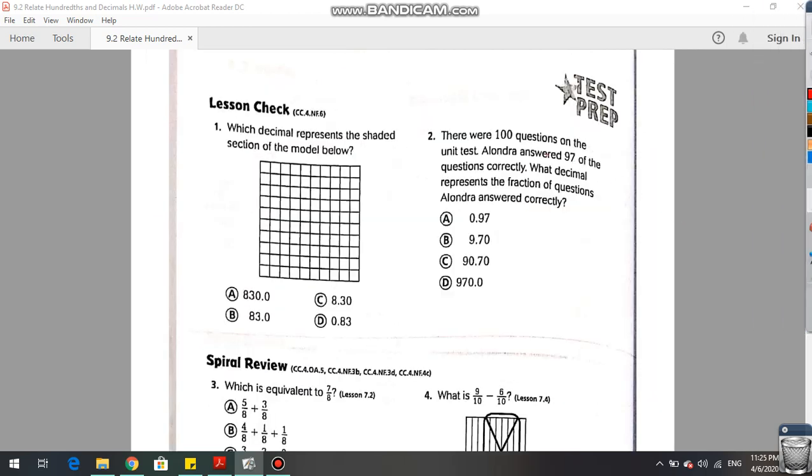Now guys, we will move on to the next page. I don't know the shaded part, so I can't say what is the decimal. What it means. Leave it.